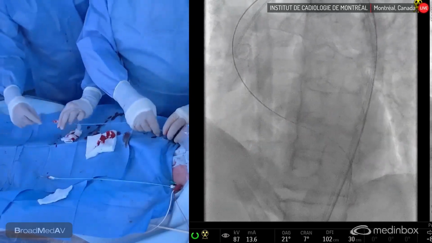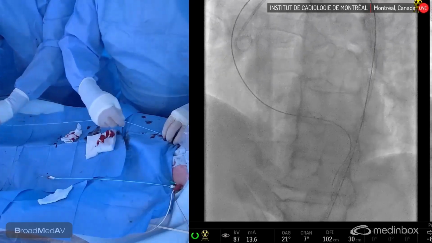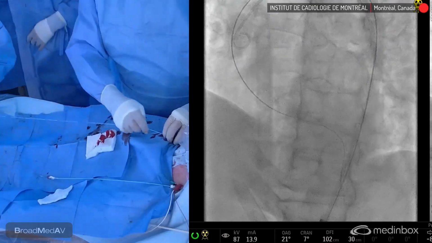So maybe in the meantime, we can show our aortogram as we're switching out to put a pigtail to measure the gradient. If you could just play the aortogram that we did for you earlier. We did an aortogram initially. We'll show you that.